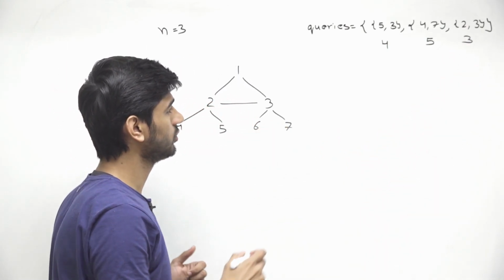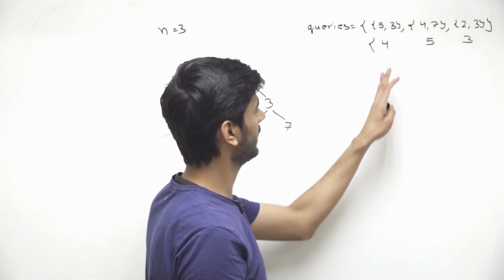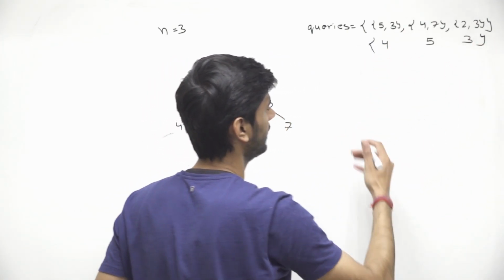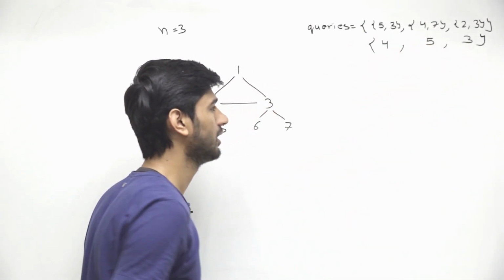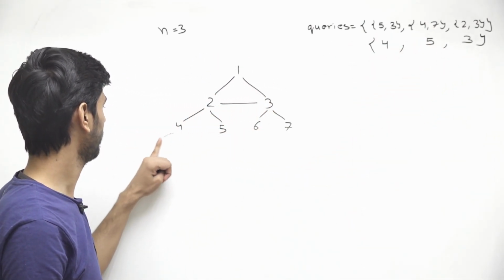Now what we have to do is return a vector containing the lengths of the cycles that we got from these queries. So we have to return a vector containing these 3 values. This is what we have to do in our problem statement.